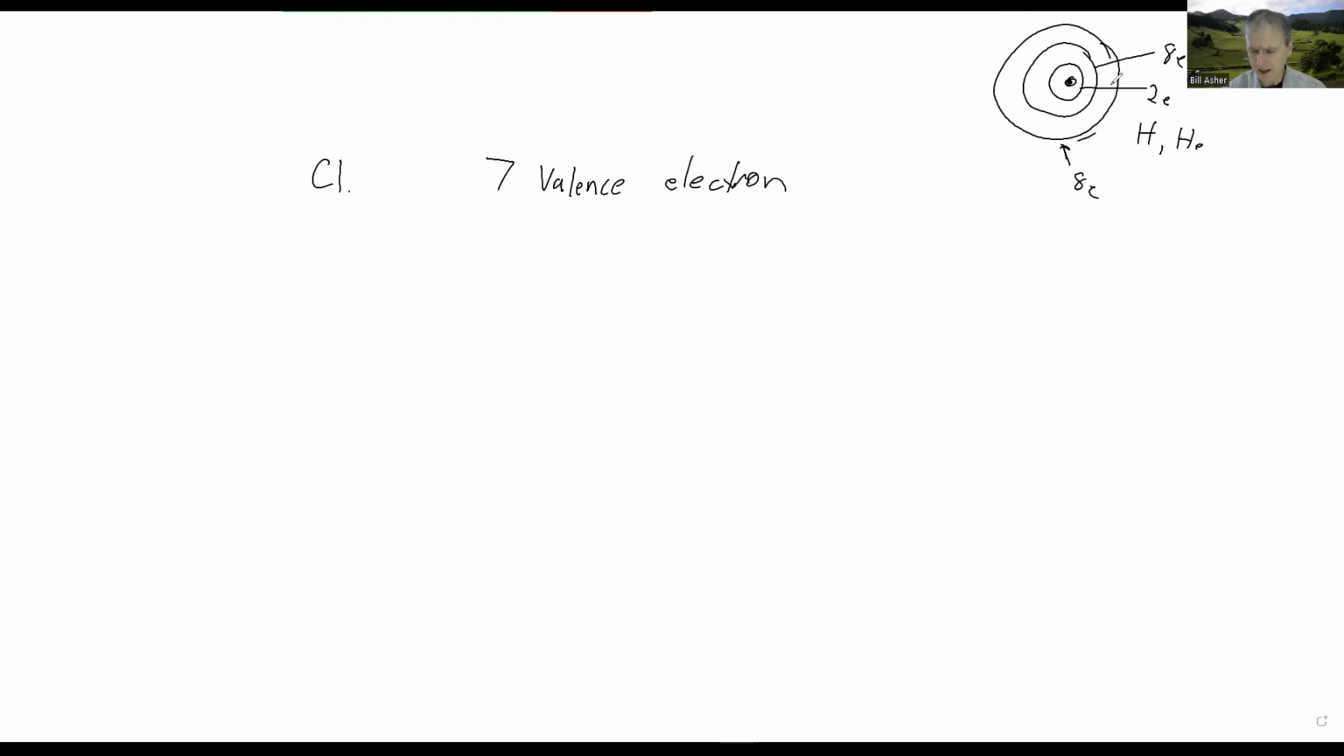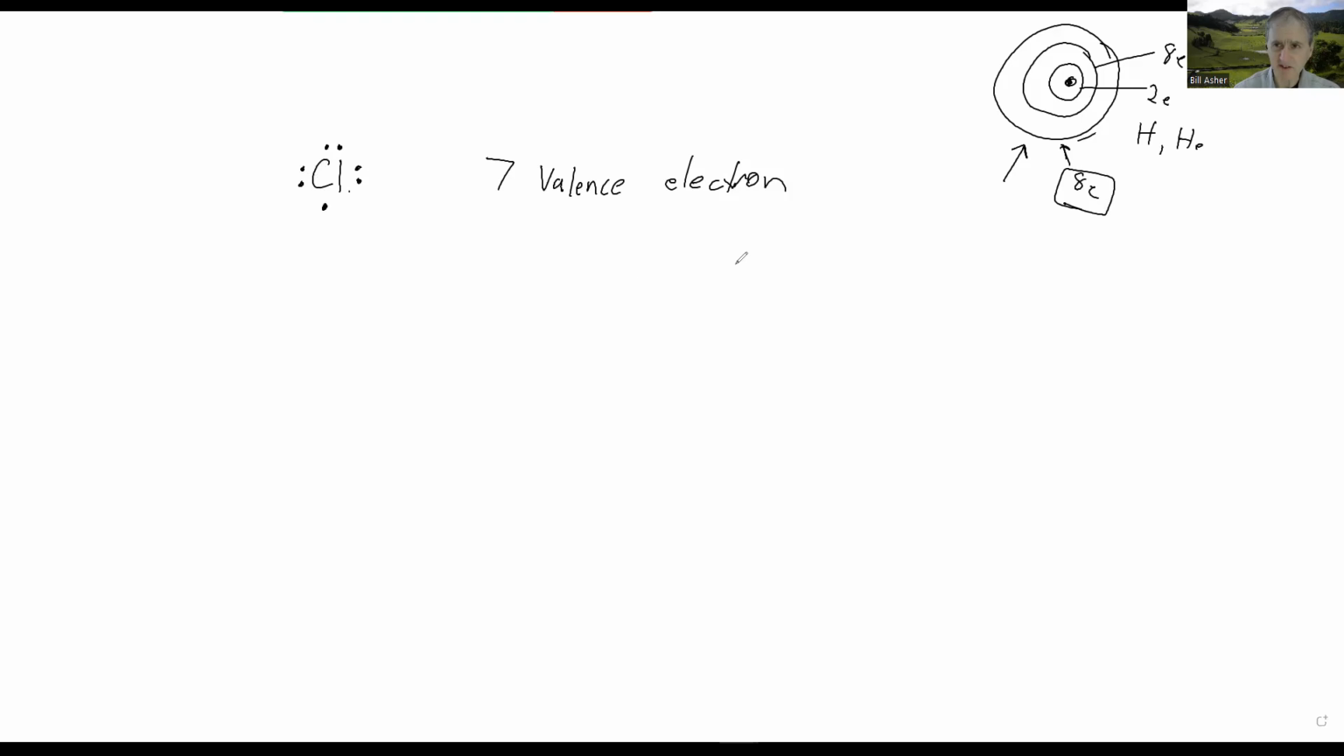So chlorine has 7 electrons. It sits here in the third shell, it's got 7 electrons, and 8 fills the shell. And there's something we talk about called the electron dot structure. With that, we write electrons in pairs around the atom until we come up with all the valence electrons, right? So chlorine has 7.